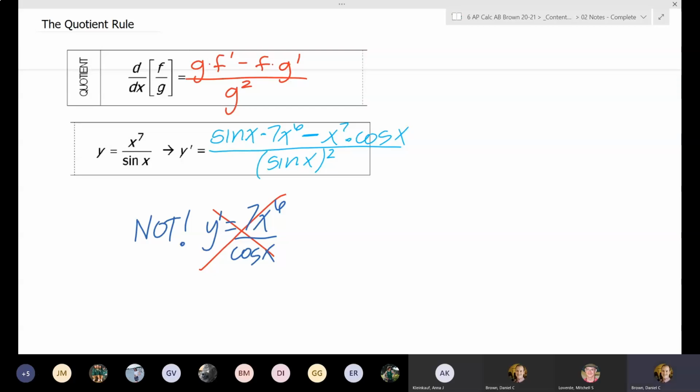So before I look at a lot of examples, are there any questions on those rules, the product rule or the quotient rule, besides me singing again? Mr. Brown, can you sing that again? Yeah, no, next problem.